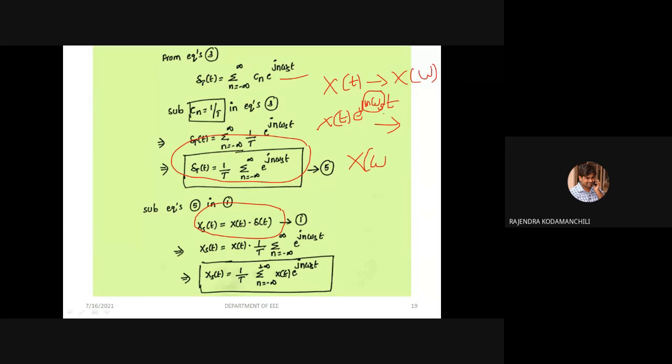Now we are getting x of t becomes x of omega. What about the remaining value? n omega s, so minus n into omega s. When we apply the Fourier transform to x of t exponential of e power j n omega s t, we are getting x of omega minus n omega s.